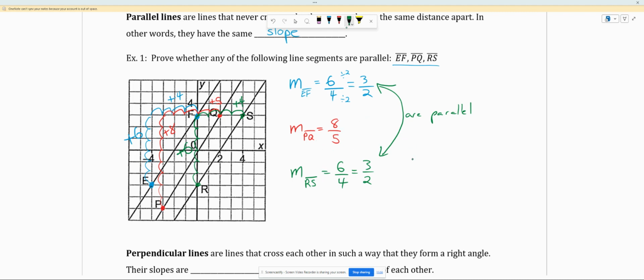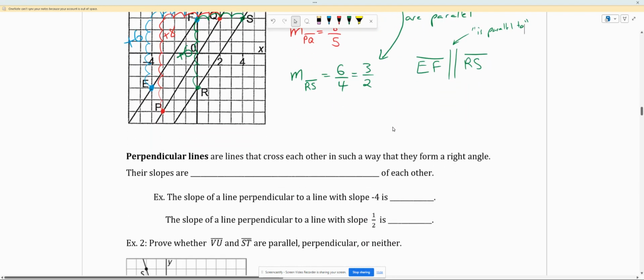Another way we could write this is we could take EF, and the way we indicate parallel is two straight lines. Line EF is parallel to line RS. This little symbol here means is parallel to. Another way of writing the exact same answer.